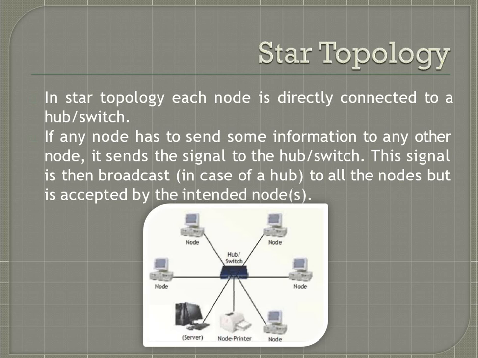So what is a hub? A hub is an electronic device which is used to connect several computers together, and it will send the received information to all the connected nodes in the broadcast mode. But a switch is an intelligent hub. Intelligent means it connects several nodes in the network and sends the received information only to the intended node. That is the difference between a hub and a switch.